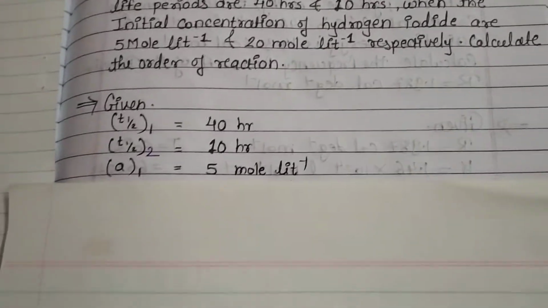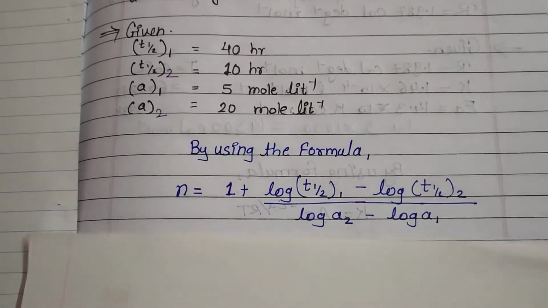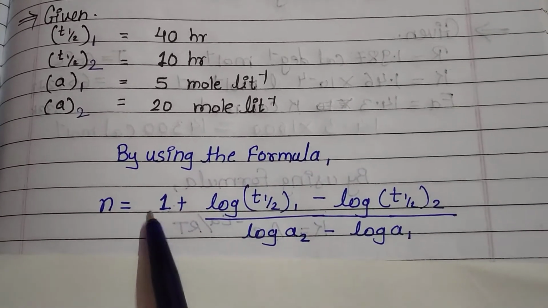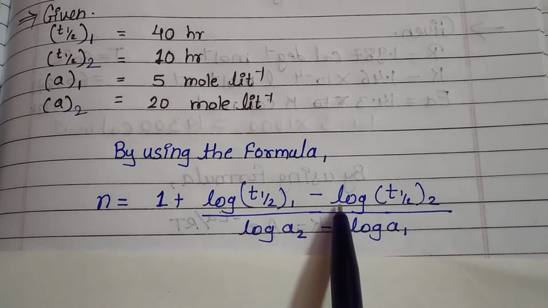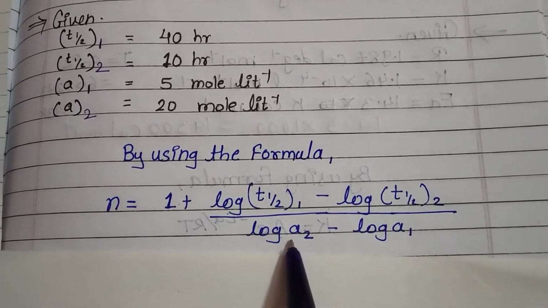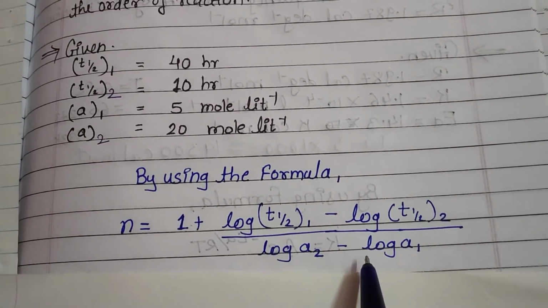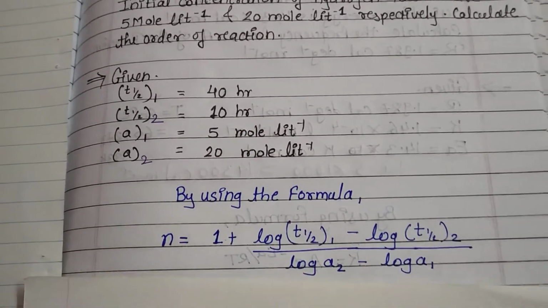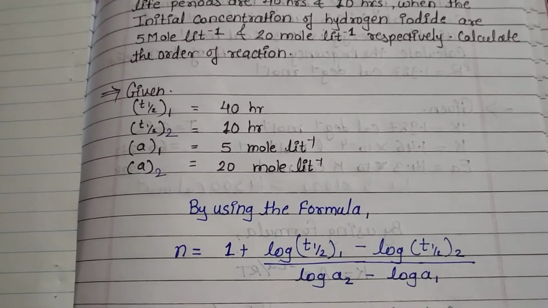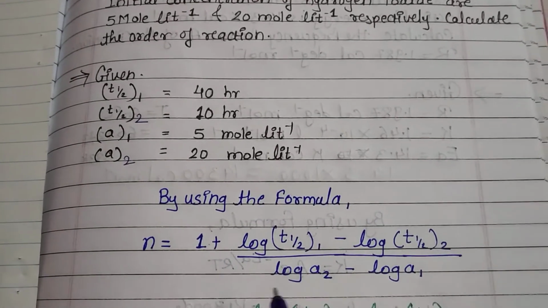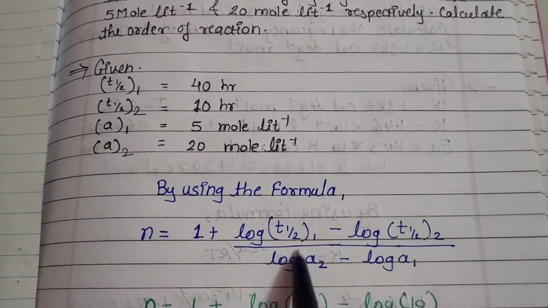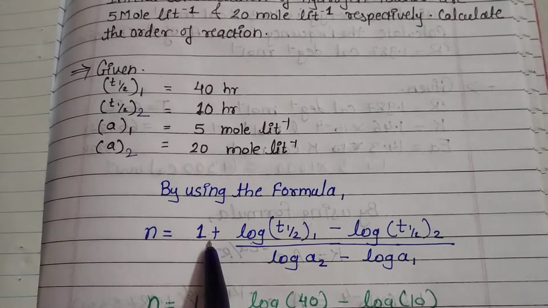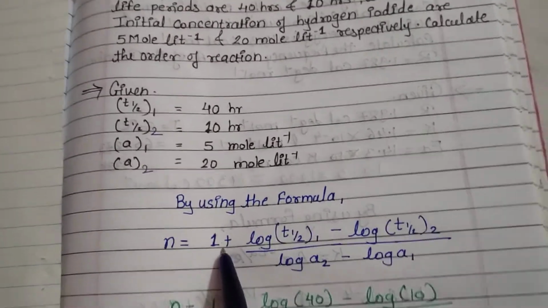We all know the formula for calculating the order of reaction when half-life period is given, that is N is equal to 1 plus log of T half of 1 minus log of T half of 2 divided by log of A2 minus log of A1. Simply we have to substitute the values in this formula. While calculating the order of reaction, firstly we calculate this fractional term, and this term we then add to 1 for simplicity.